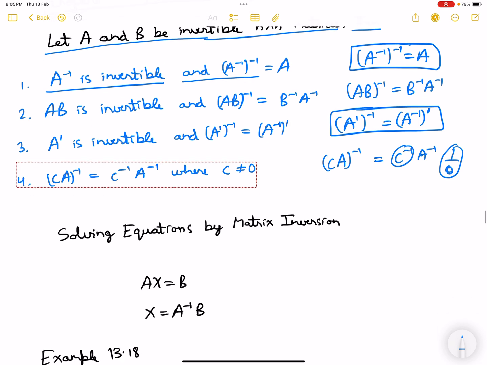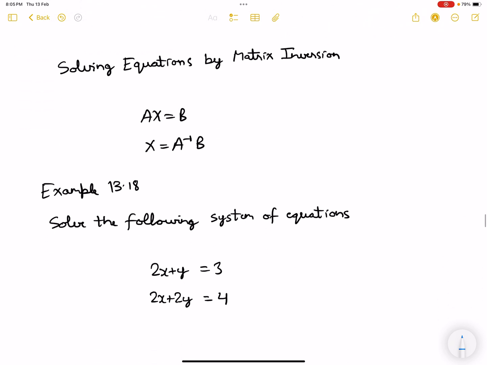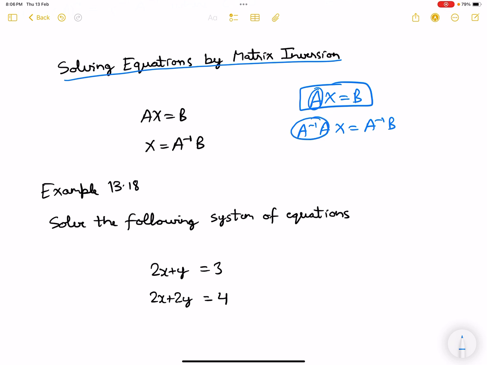Now moving forward, solving equations by matrix inversion. So we know how to write the general equation in this form, where B was the right hand side, A was the coefficient matrix. So pre-multiplying it by A inverse, we have A inverse A, x equals A inverse B. So this becomes I, so we have x equals A inverse B.